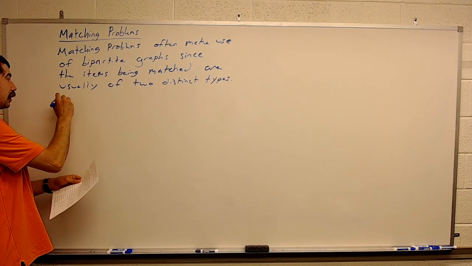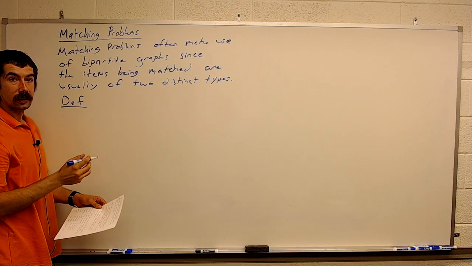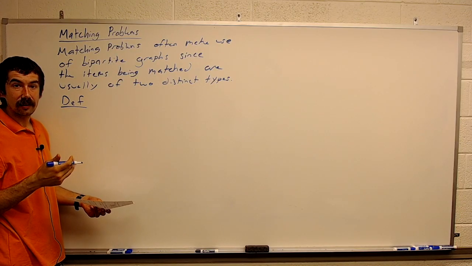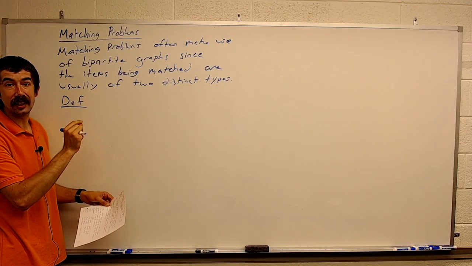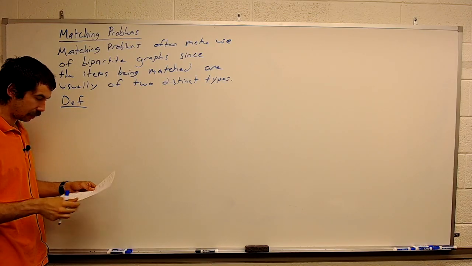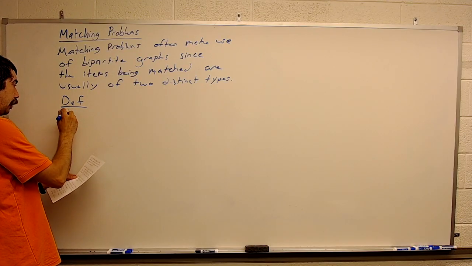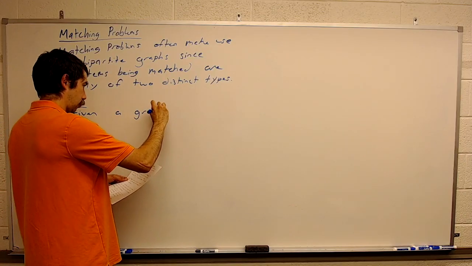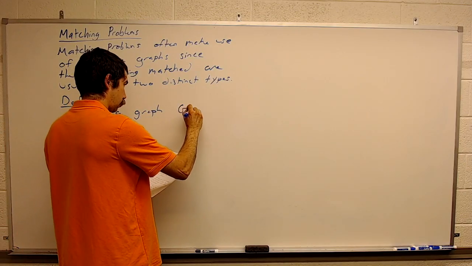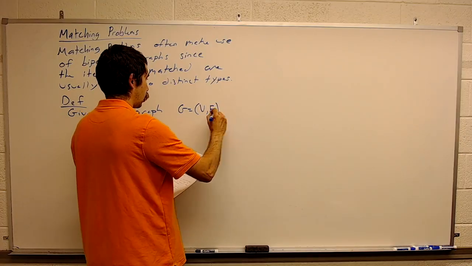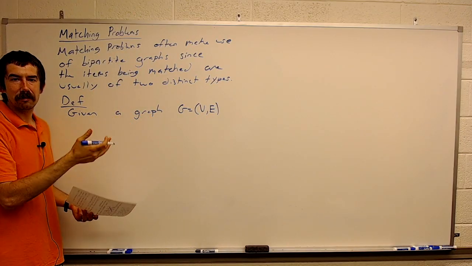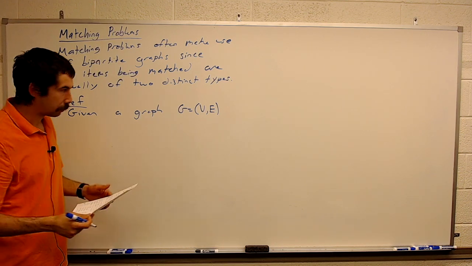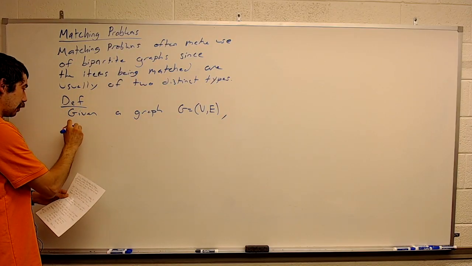And so what we're going to look at today is something called matchings, which is basically assigning or pairing up one vertex from the X set with a vertex from the Y set. So given a graph G, okay, so here we just have any graph. We're going to look at bipartite graphs, but a matching is going to be able to be defined on any graph.